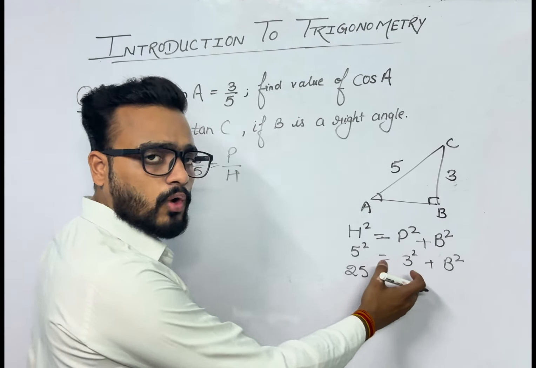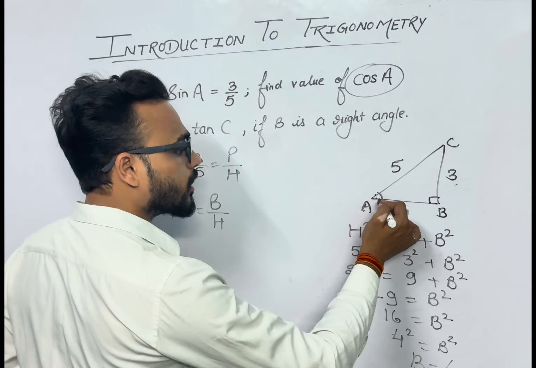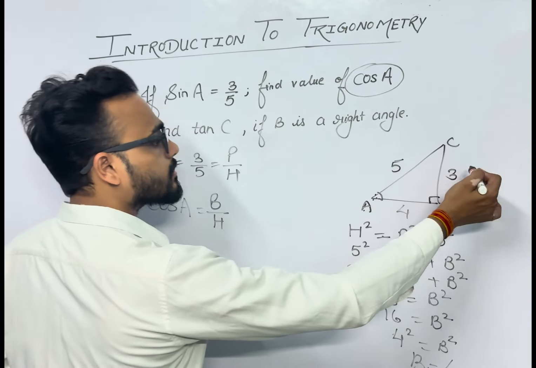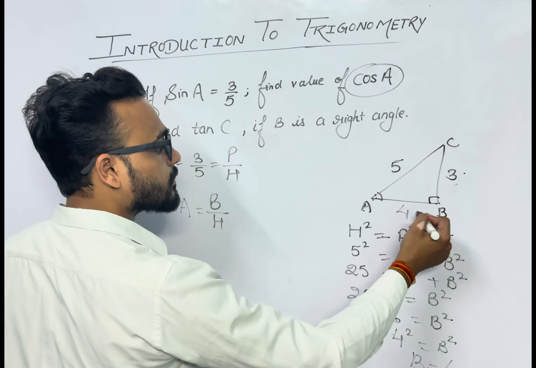And according to this, we have to find out the value of cos A. When we have to find out the value of cos A, it means angle A, and according to this angle, cos stands for base upon hypotenuse. According to this angle A, this is the perpendicular, this is the base, and this is the hypotenuse. So the value of base is 4 and the value of hypotenuse is 5.